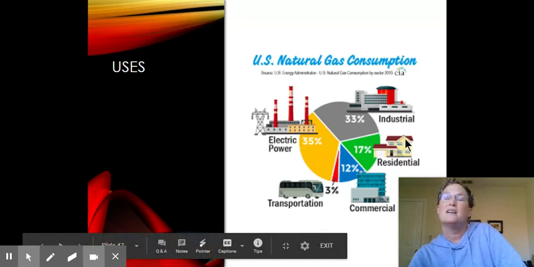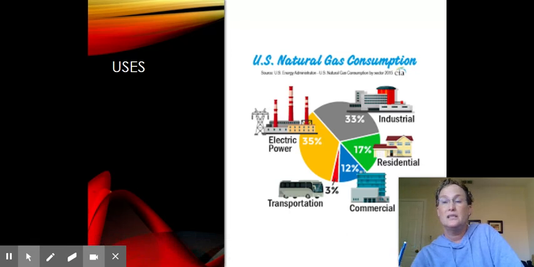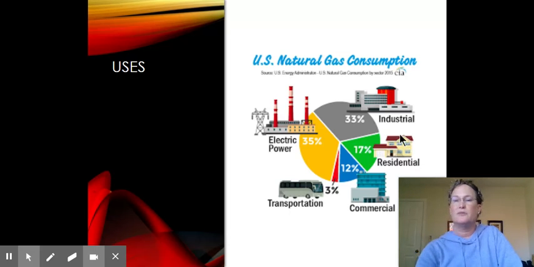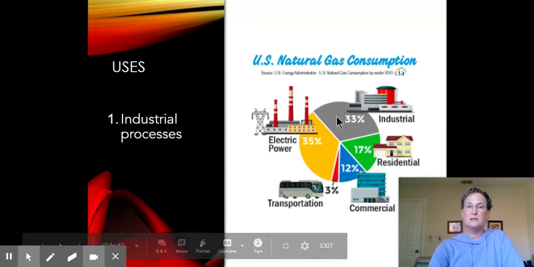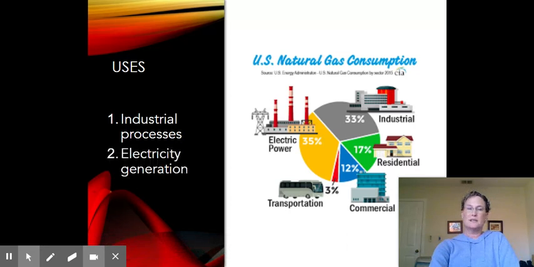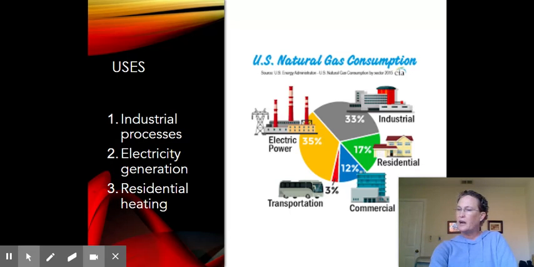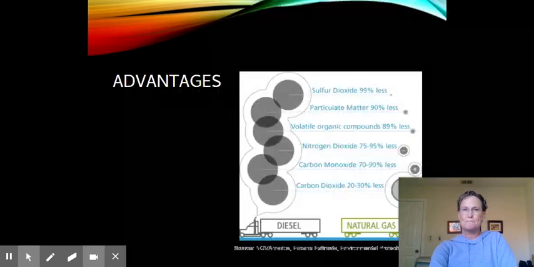So many of us have gas stoves or gas ovens or gas heaters. Okay. And so that's what we're talking about with the residential, and then commercial too. Okay. So it's not used as much for transportation, but it is used a lot for electrical and industrial usage. So industrial process is number 1, electrical generation number 2, and residential heating number 3. Those are the things to write into your notes.